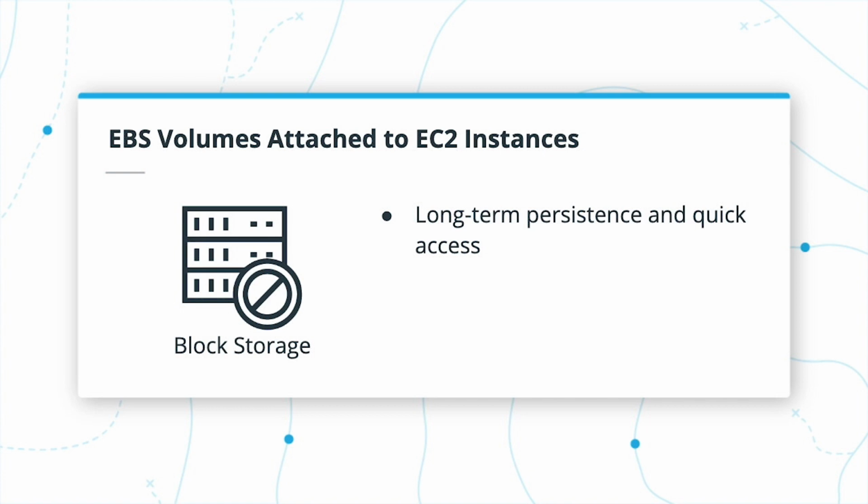Elastic Block Store volumes are the durable block storage attached to EC2 instances used for data that requires long-term persistence and quick access. There are two types of block storage: solid-state drive, SSD storage, and hard disk drive, or HDD storage. SSD block storage offers two options: general purpose and EBS Provisioned IOPS SSD for latency-sensitive workloads. Unlike S3, block storage needs to be provisioned in advance, so you pay for it whether you're using it or not.